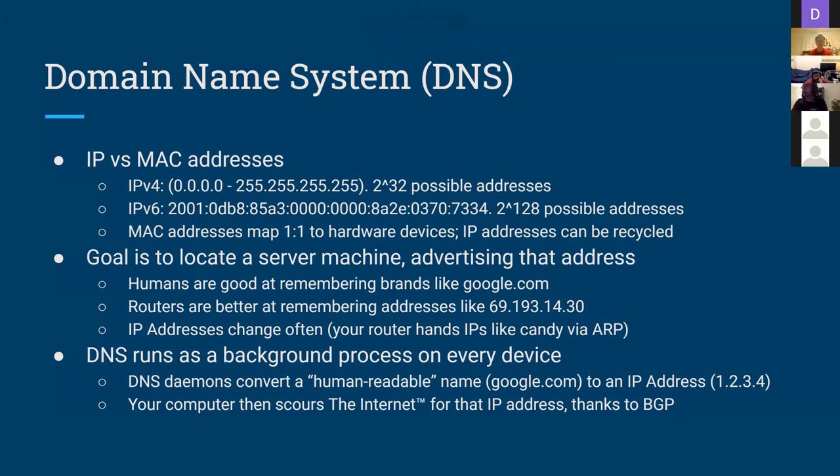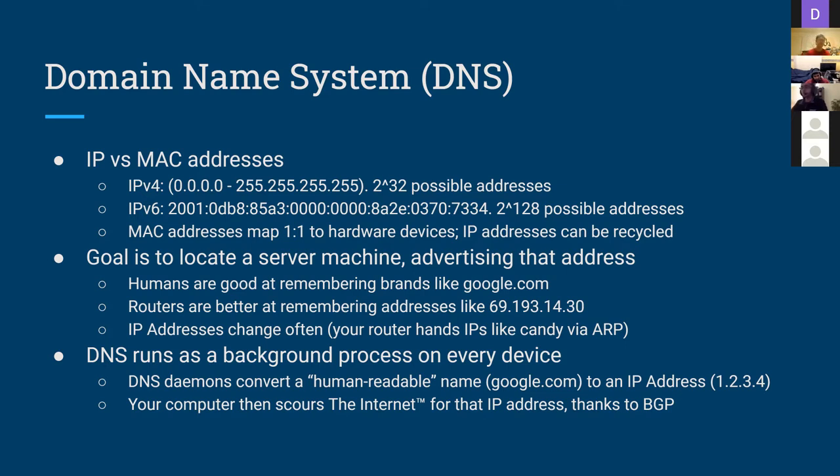So DNS, or domain name system, is there to bridge the gap between a human readable system like google.com and a machine readable system like IP addresses or MAC addresses. And DNS runs as a background process on every internet connected device. Let's talk a little bit about what IP and MAC addresses are, so you understand what they are in terms of networking. You may have heard the terms IP address, MAC address. So let's talk about the different kinds of IP addresses and how they're different from MAC addresses.